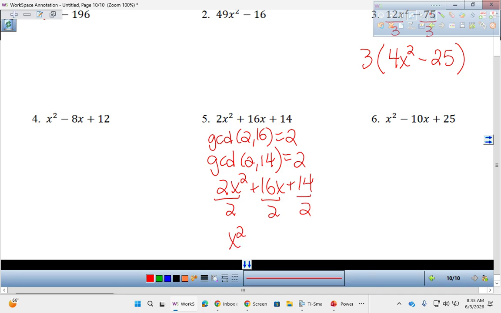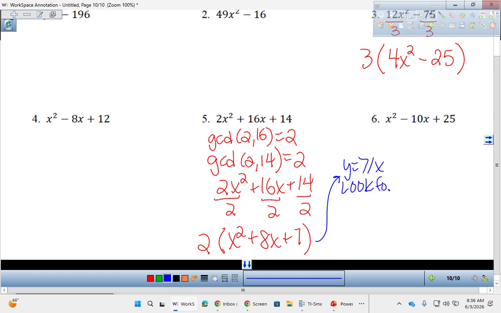x squared plus 8x plus 7. Don't forget the GCF. How many terms are inside of the parentheses? What's the first term? This is a equals 1 now, right? There are 3 terms inside the parentheses. The first term is x squared. So, we're going to do y equals 7 divided by x.